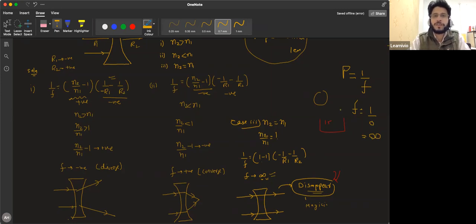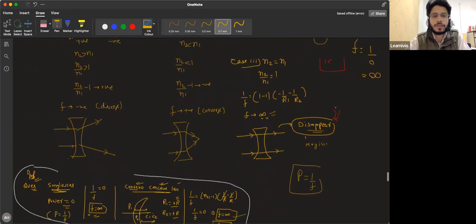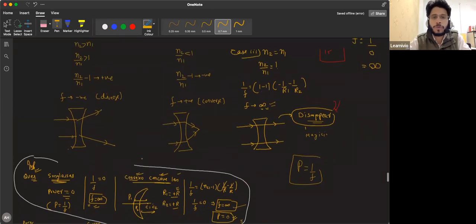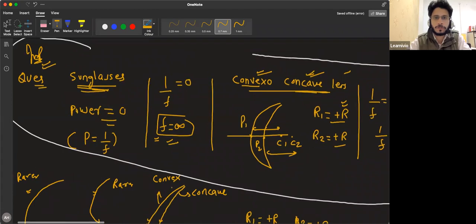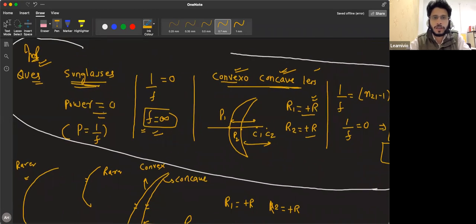So this is a very interesting question. What happens with a sunglass? Your sunglass has a spherical surface, a spherical lens, but still its power is 0, meaning focal length is infinite. So how do we make a sunglass? In sunglasses, we use a convexo-concave lens. In sunglasses, power is 0, so focal length should be infinite. Sunglasses are just a convexo-concave lens.